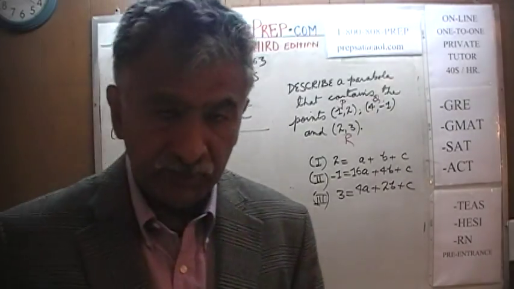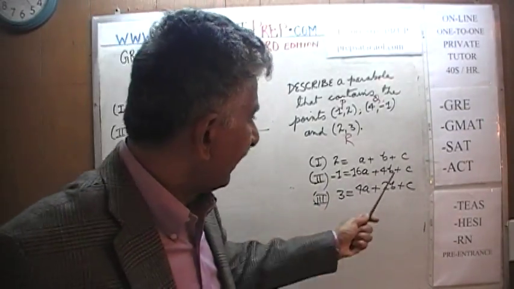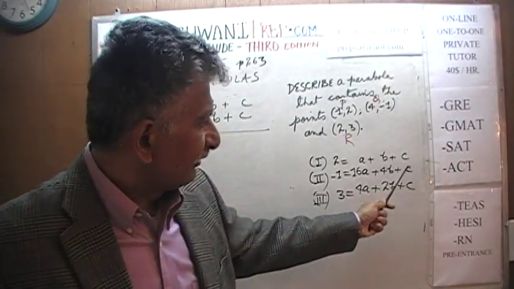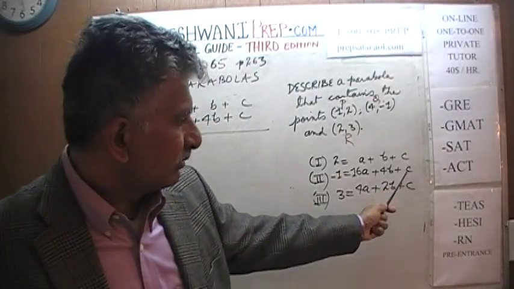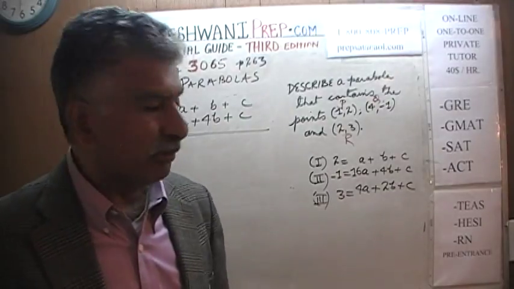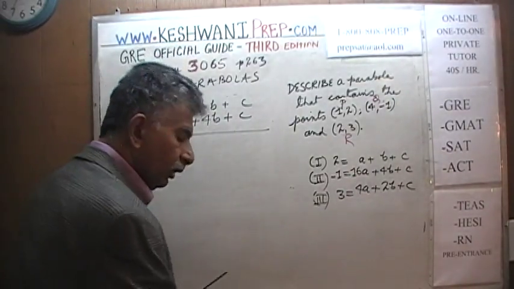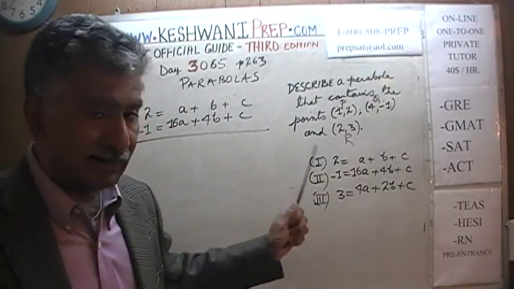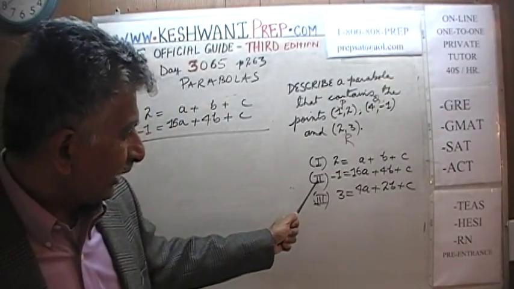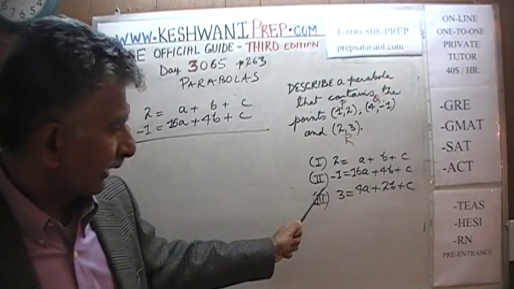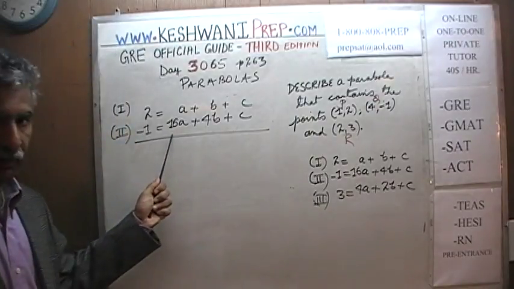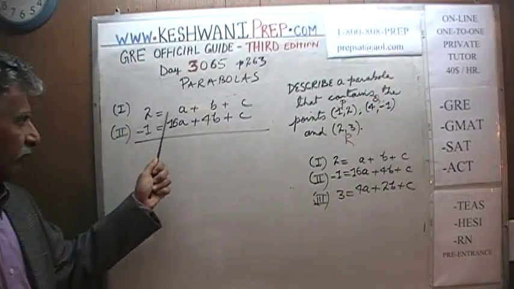Where are we going with it? Well, we recognize that the c's have the same coefficient in all three, which means it will be very easy to eliminate c first. So let's do that. What we are doing right now is subtracting, listen carefully, we are subtracting the second equation from the first equation. I put the second equation at the bottom, you see?